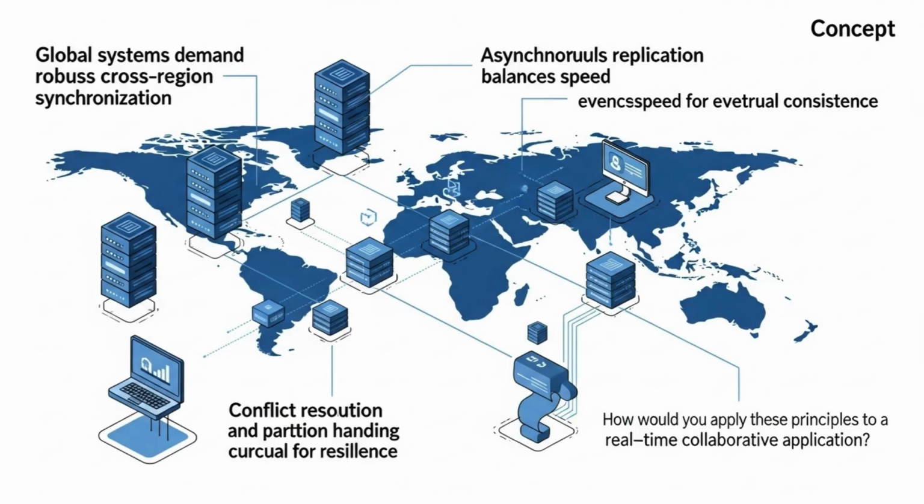Crucially, we learned that conflict resolution and partition handling are crucial for resilience. Building systems that can intelligently merge conflicting data and gracefully recover from network outages are hallmarks of a robust, production-ready architecture. By understanding these patterns, you're not just learning theory, you're gaining practical insights into how platforms like major social networks or collaborative tools operate at scale.